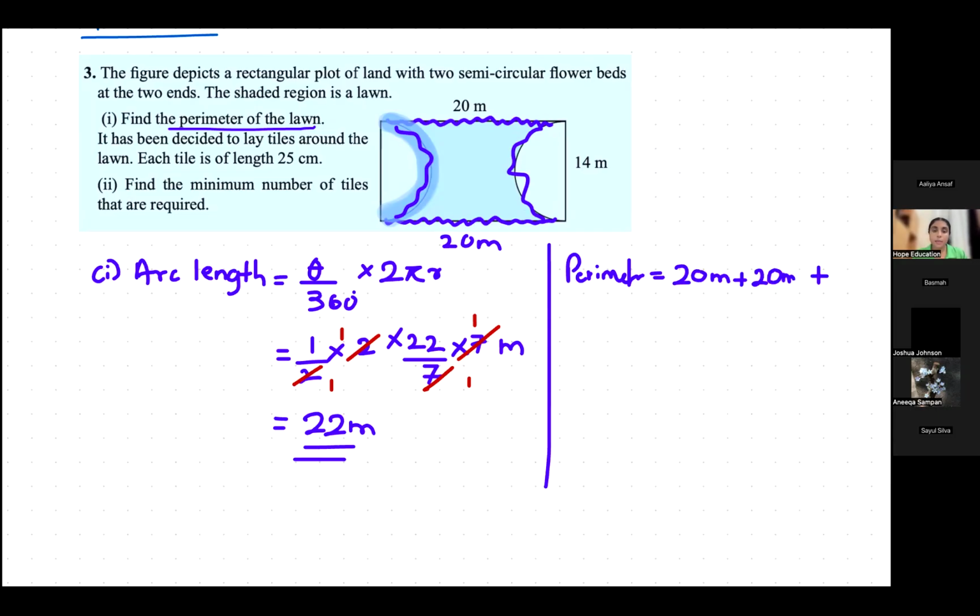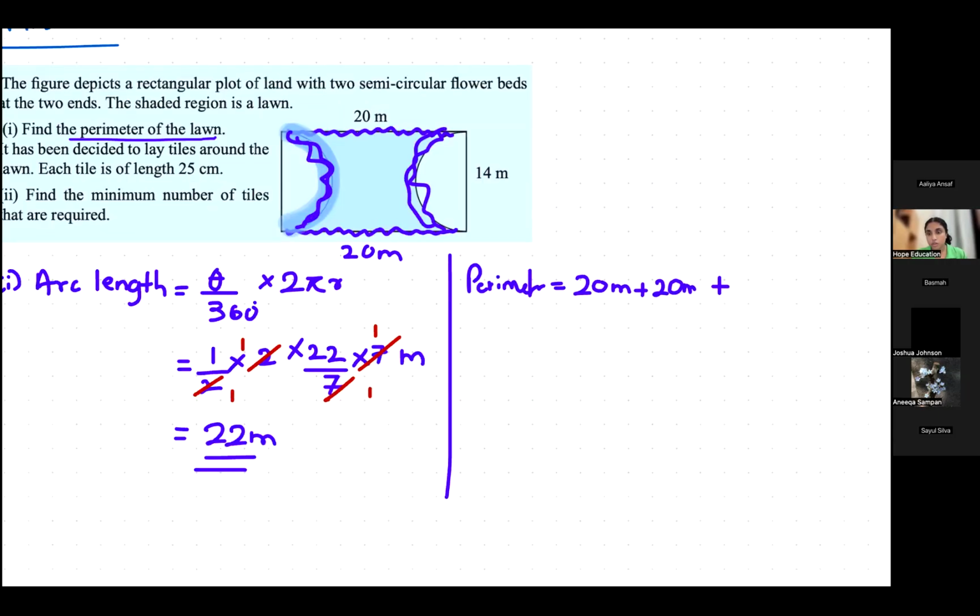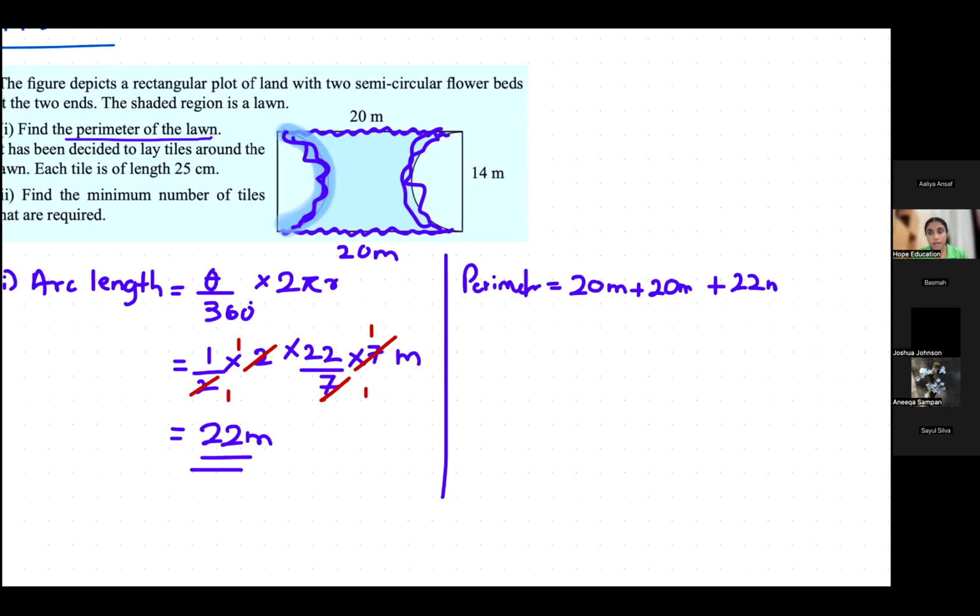Here, the arc length we found is 22, and there is a similar mark here too. So that is also 22. So 22 meters plus 22 meters, 20 plus 20 is 40 meters, 22 plus 22 is 44. And you should get 84 meters.